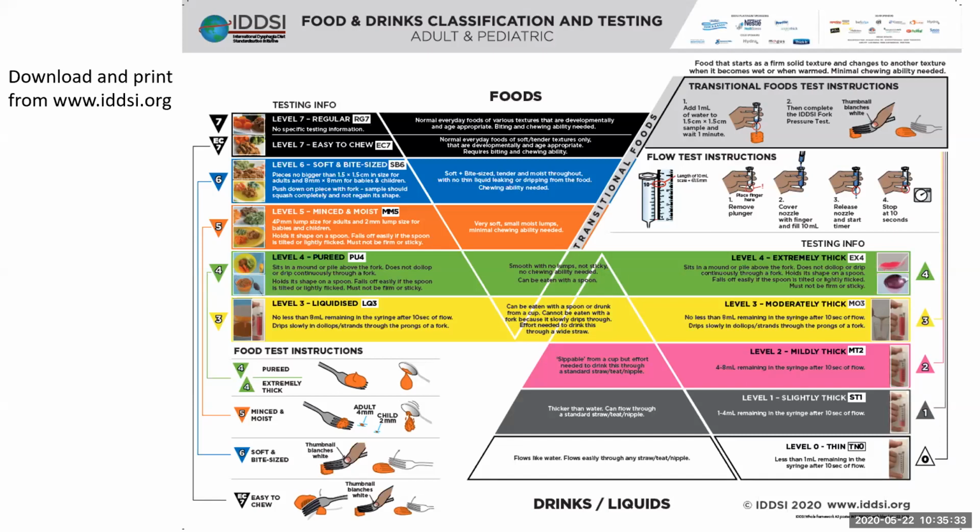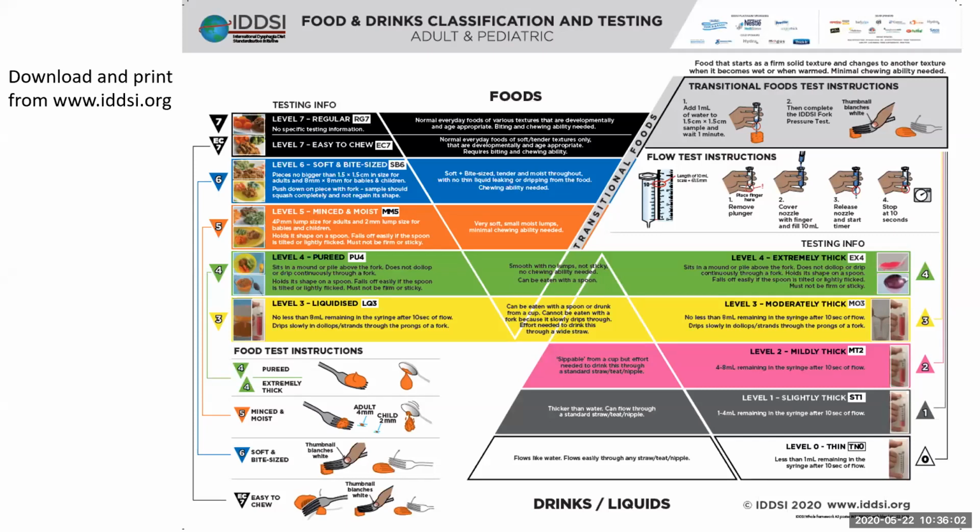This is a big poster, and it contains a huge amount of information. I won't try to explain it all, but the important thing to know is that everything you need to know about IDDSI and foods is toward the left-hand side, and everything you know about drinks is toward the right-hand side. They're basic descriptions of each level inside the pyramids, and outside the pyramids, you have the testing methods. And so the foods are on the left-hand side, and the drinks are on the right-hand side.